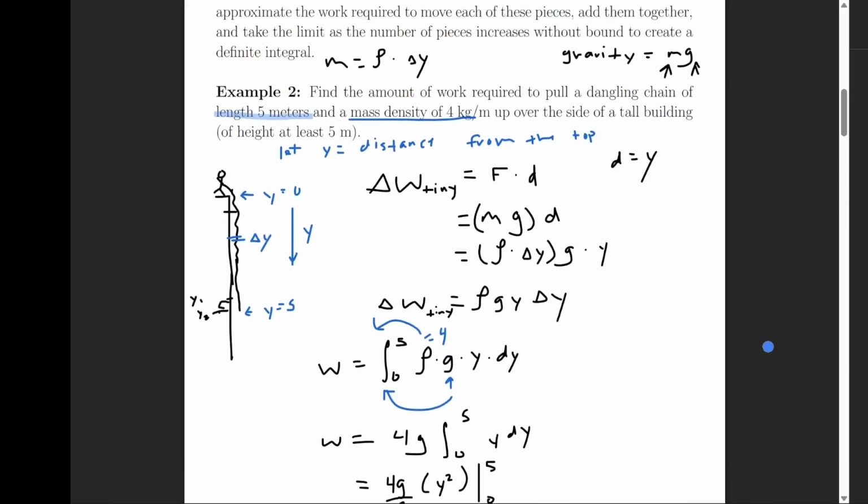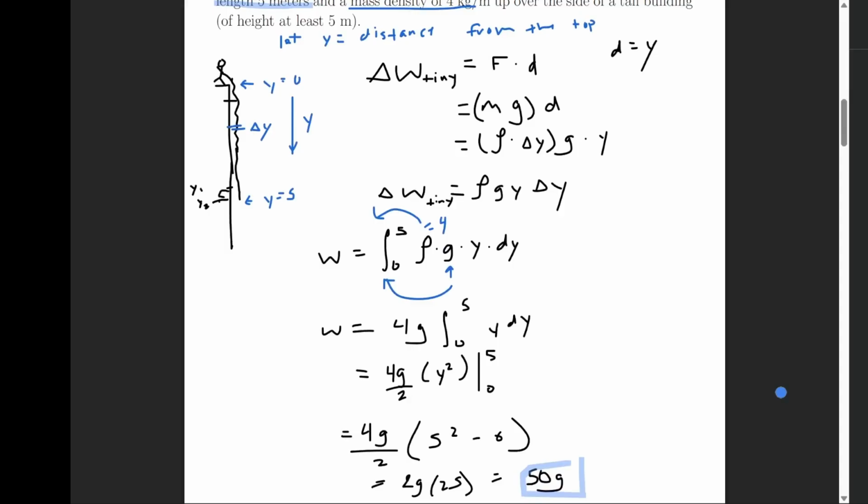Perfect, right? It's not a good view, but here's the whole thing.